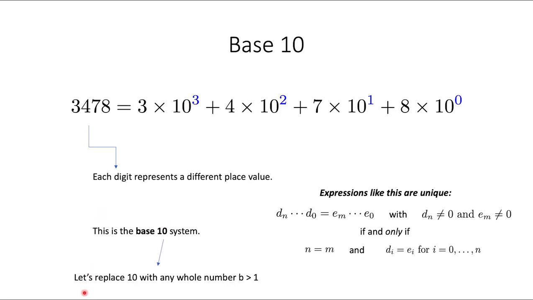But what we can do is just replace the number 10 with any whole number b, which is greater than 1. So we can take the base 10 system and try to rework it into a base b system for some arbitrary number b, by applying the same principles and see if we get something that still works. So b could be any whole number greater than 1. It could be 2, it could be 3, 5, 6, 15, whatever you want.